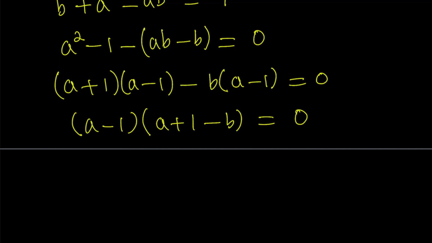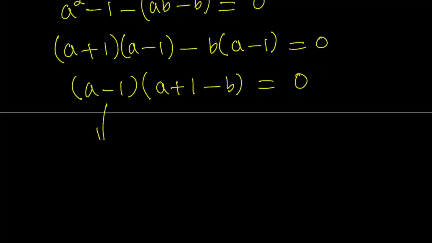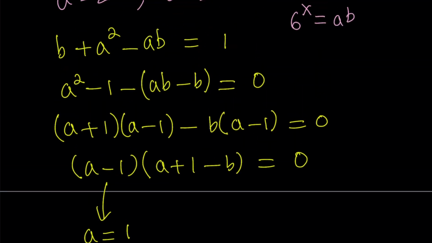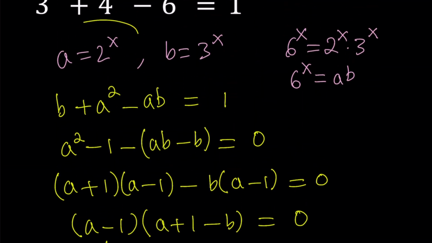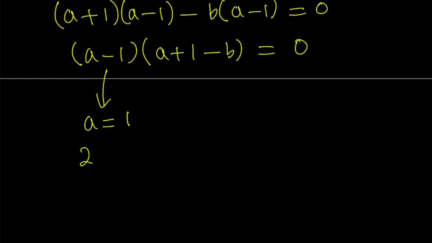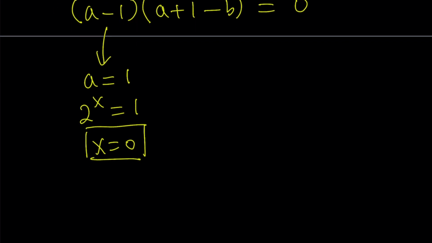So a minus 1, set it equal to 0, you're going to get a solution that means a equals 1. But what is a? Let's go back. a is equal to 2 to the power x. So we have to back substitute, replace a with 2 to the power x equals 1, and you get x equals 0. Easy, right? Any number to the power 0 is 1 except for 0. Okay, let's go ahead and take a look at the other factor because that's going to be much more interesting.